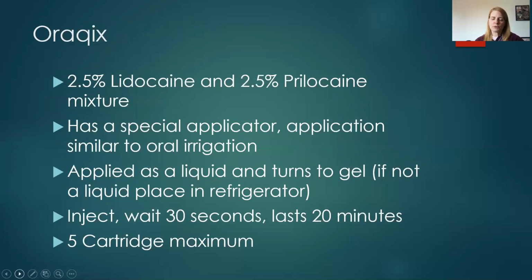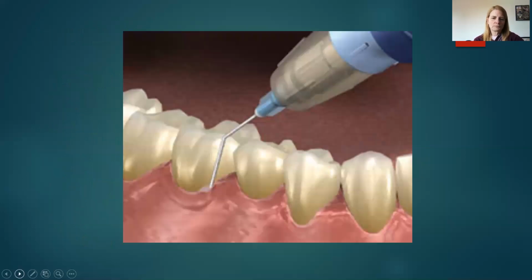5 cartridge maximum is important. It's metabolized in the liver as well. Here's just a picture of the application.